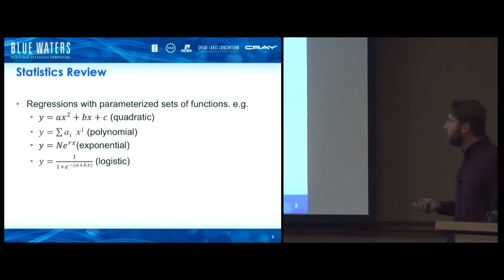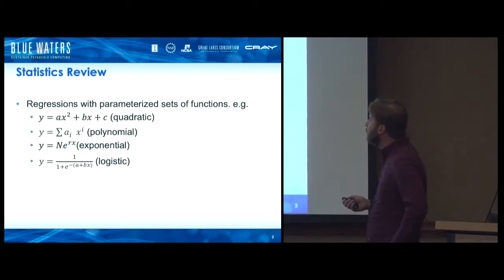Okay, so other models: a quadratic model, an arbitrary polynomial model, exponential, and logistic. This one has 3 parameters that you would have to do that optimization over. This has whatever degree of polynomial you want, parameters you'd have to optimize over. This is 2, and this is 2 again.